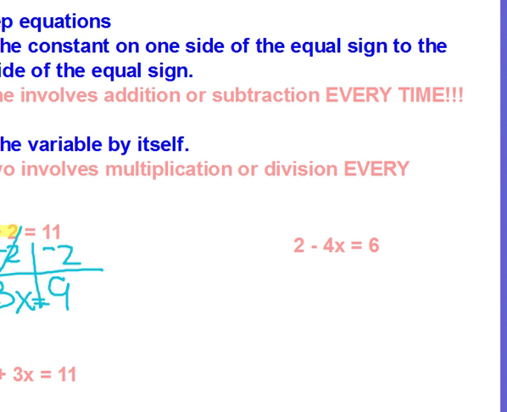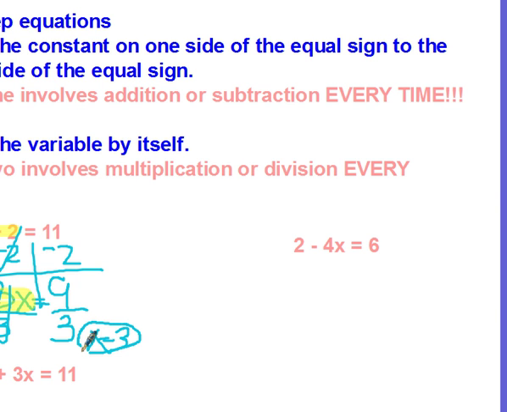So now I see multiplication right here. 3 and x are together by multiplication. The opposite is to divide by that coefficient, which is the number in front of the variable. If I do it to one side, I do the exact same thing to the other side. So 3 divided by 3 goes away, and that's x. 9 divided by 3 is 3.